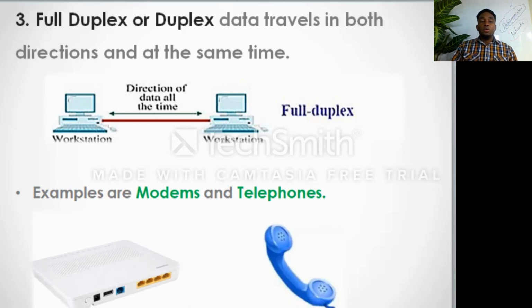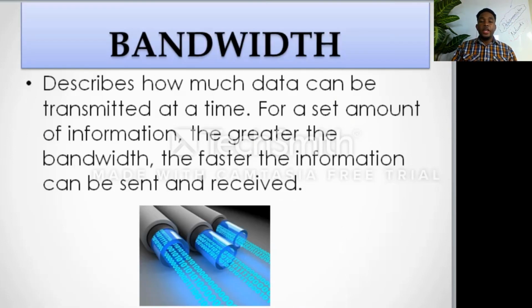Right? So we want to look at bandwidth, our final one now here. So the final one is bandwidth, which is different from our modes of travel. We want to look at bandwidth in terms of how much data can be transmitted at a time. For a set amount of information, the greater the bandwidth, the faster the information can be sent and received. So in essence, the more bandwidth or the more megabytes you receive, the faster you can send and receive data.